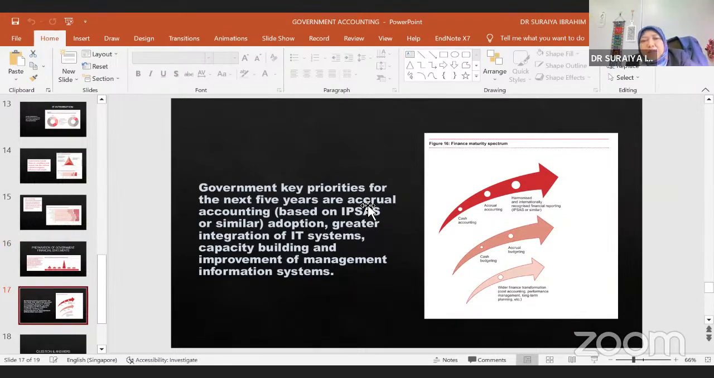Last one, government key priorities for the next 5 years are accrual accounting based on IPSAS or similar, or IFRS, or government accounting standards, adoption, greater integration of IT systems, capacity building, and improvement of management information systems, of course, to centralize their ERP and their IT, and also accounting software that meets the needs of a ministry or federal government, because every federal government may need different types of software to support this integration of the accrual basis of government accounting.